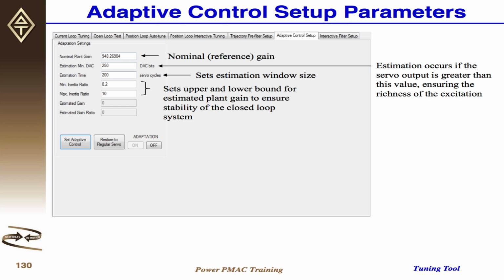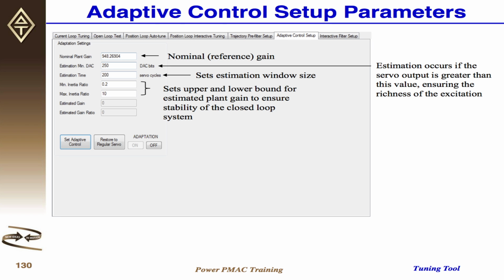So that is how many data points are used to come up with that gain. The estimation min DAC is useful because sometimes you have really low inputs, so your signal to noise ratio is really low, and that won't give you a good estimation. By setting this to, let's say, 200 DAC bits or 100 DAC bits, the inputs below that range are not used in the least squares estimation law. So it basically acts like a low pass filter in some sense.